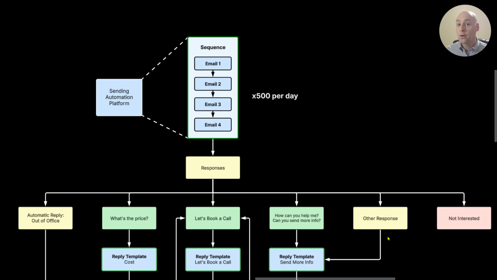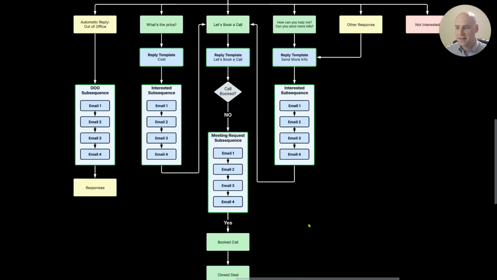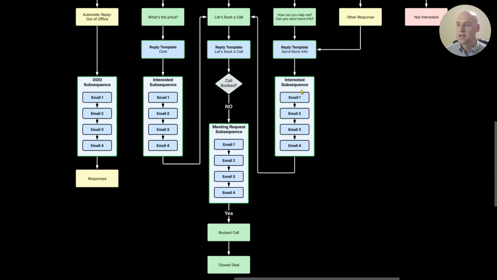Most often, other types of responses, like I said, this is going to cover 95% of the responses that you'll get. Other types of responses generally work their way towards sending more information. That's why this response moves into the send more information reply template. But the beautiful thing about this system is that after we send our responses, the prospects are sent into another sequence. These are called subsequences, where it's another series of emails that are spaced out over 3 or 4 days.